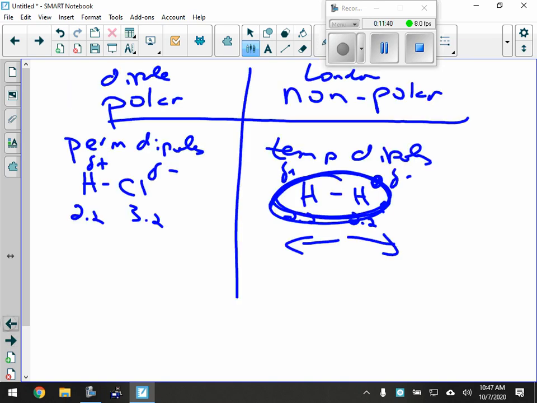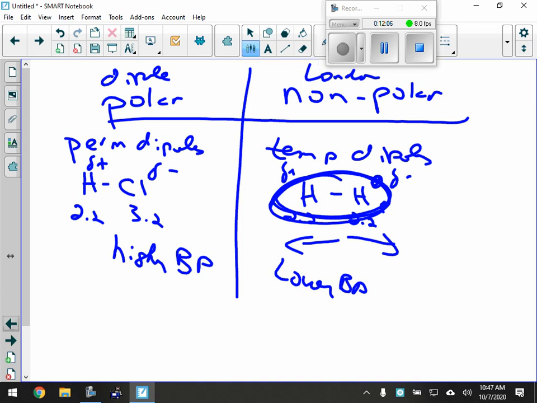Well, okay, which one's higher? What's the effect on the boiling point then? Which one's higher? Polar. Should be higher, yes? Because it's always a negative and a positive end. The other ones are temporary, right? So they're not going to last as long. Usually these ones will be lower. So this will have a higher boiling point. This will be lower.